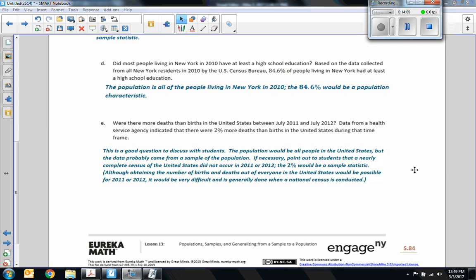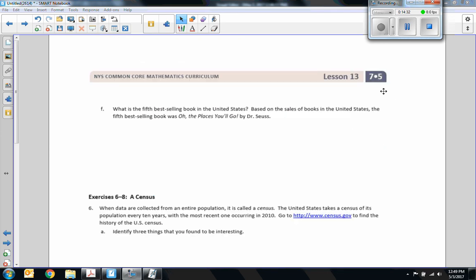Although obtaining the number of births and deaths out of everyone in the United States would be possible for 2011 or 2012, it would be very difficult and is generally done when a national census is conducted. And those occur on every 10 years ending in 0. So there was a census in 2010. There will not be another census until 2020.